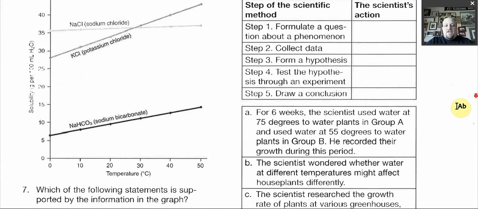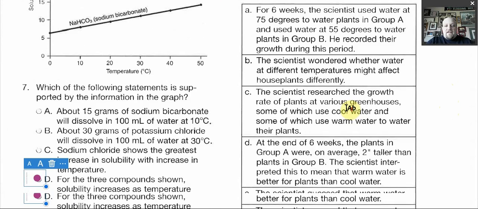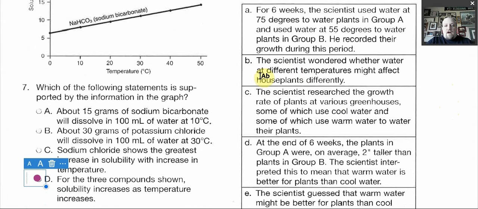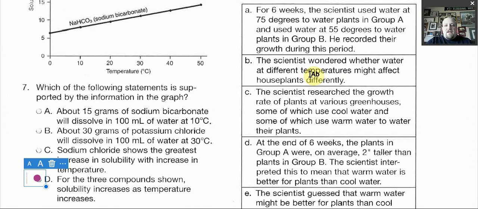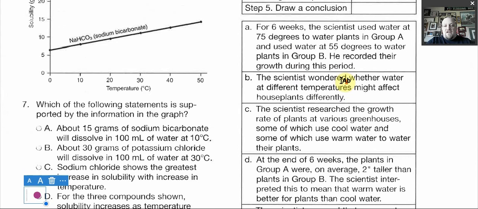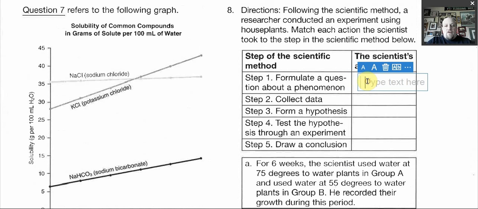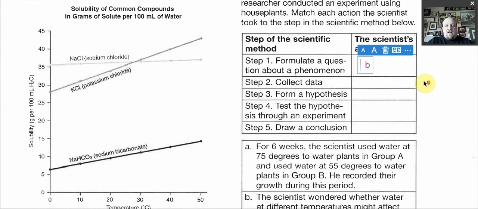So formulate a question. So we look at this. A scientist wondered whether water at different temperatures might affect houseplants differently. So that's going to be a pretty good one because wondered right there means it's a question. So we'll go ahead and put B in this first slot.